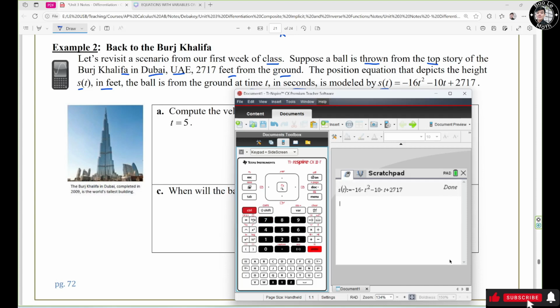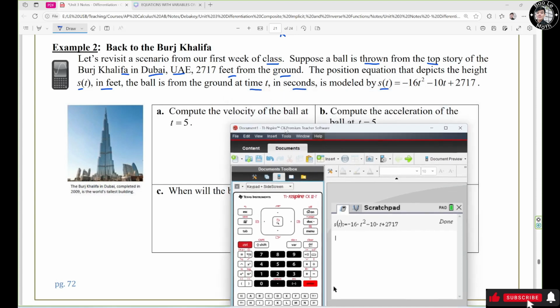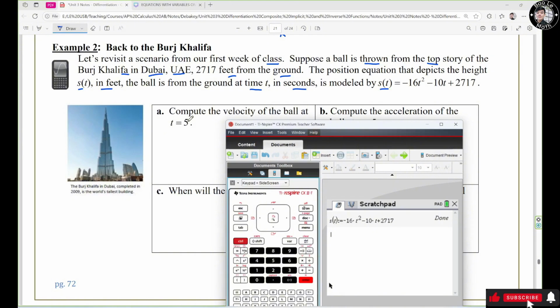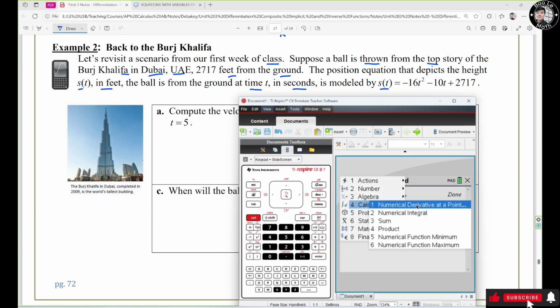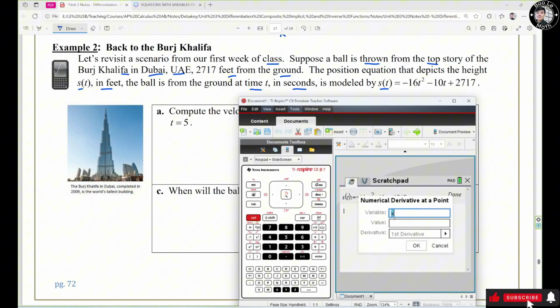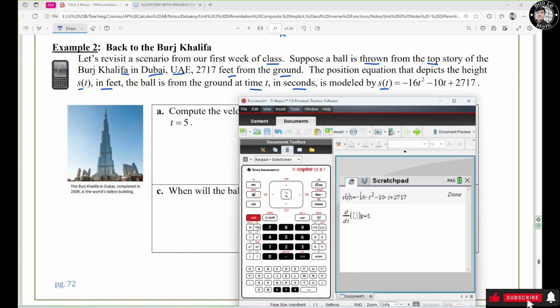Now, question A. Find the velocity of the ball at t equals 5. You need to take the derivative of this, so hit menu, calculus, numerical derivative at a point. The variable in this situation is t, so put t right here, and the value is going to be 5. Then hit OK. Input s of t right here because you already stored the function, and then hit enter.